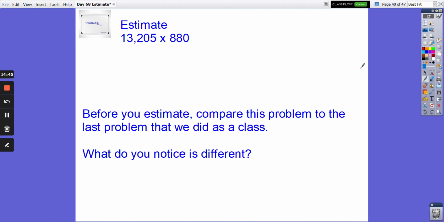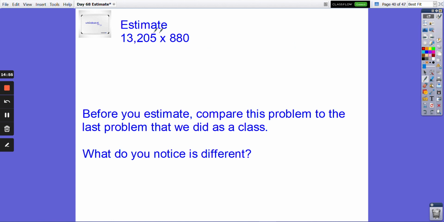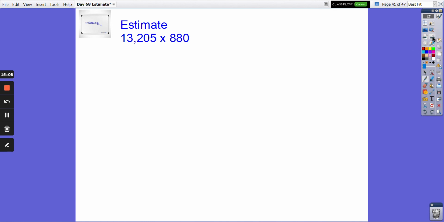Alrighty. Before you estimate this product, compare this problem to the last problem that we did as a class. What do you notice is different? Okay, I'm comparing this one to the last one that we did as a class, and I see I'm using some bigger numbers here, much bigger, right? Okay, go ahead and estimate these numbers.